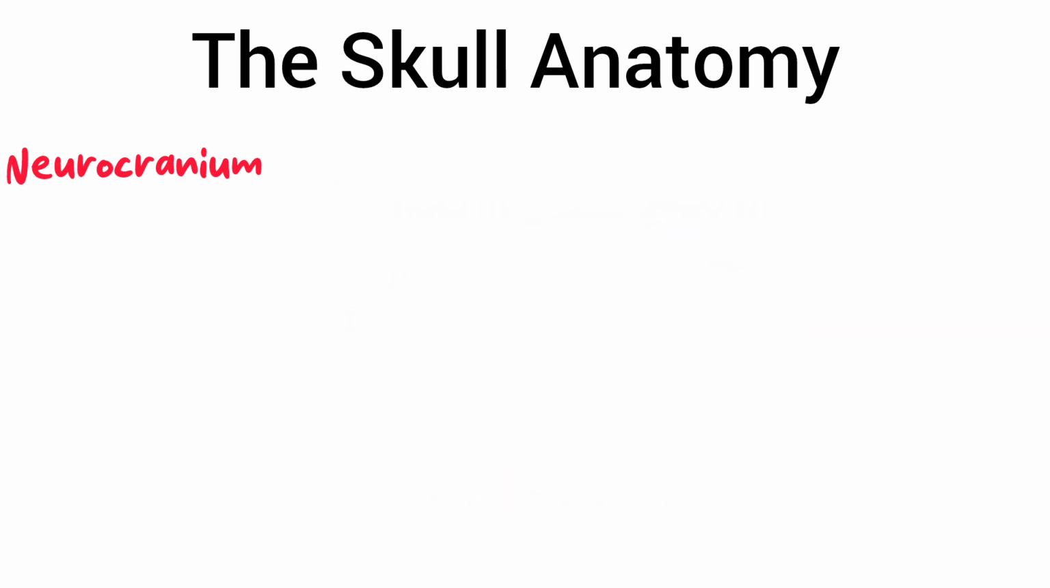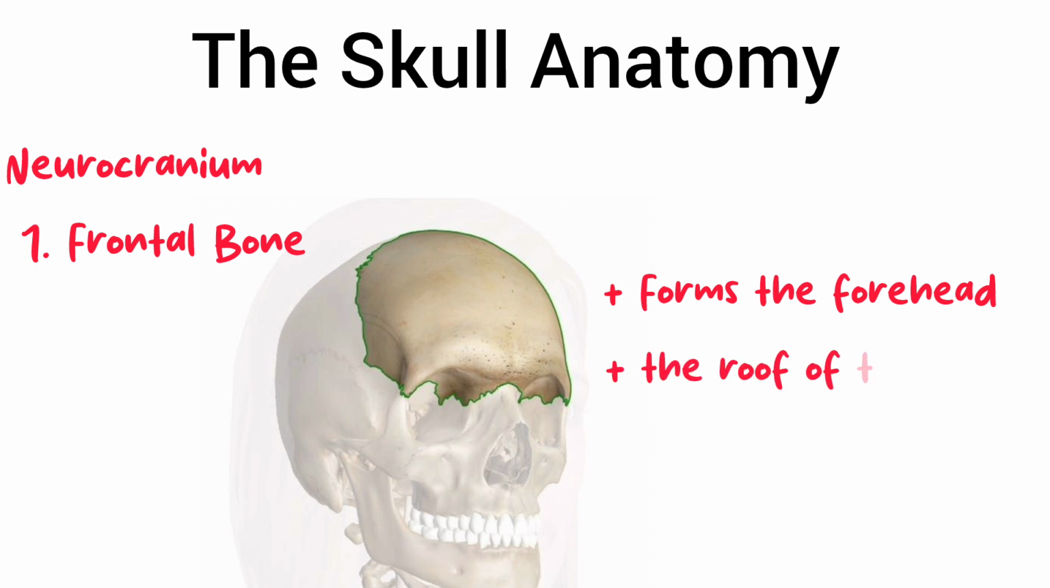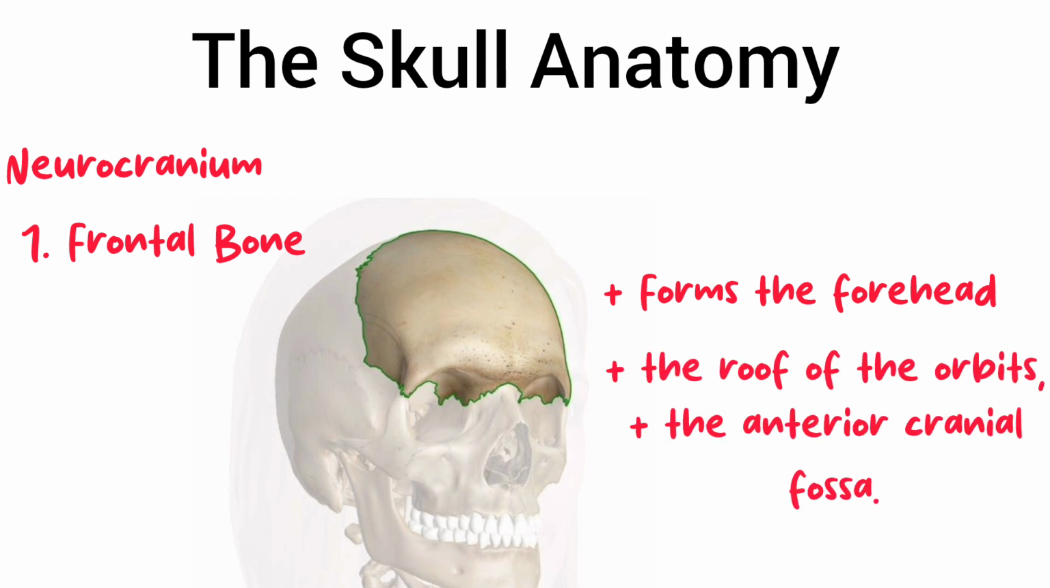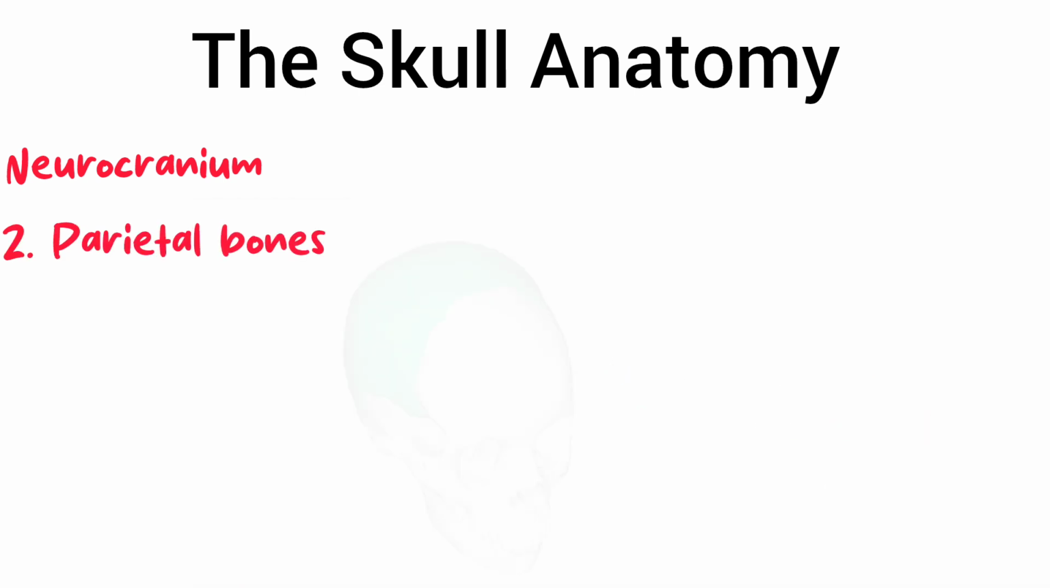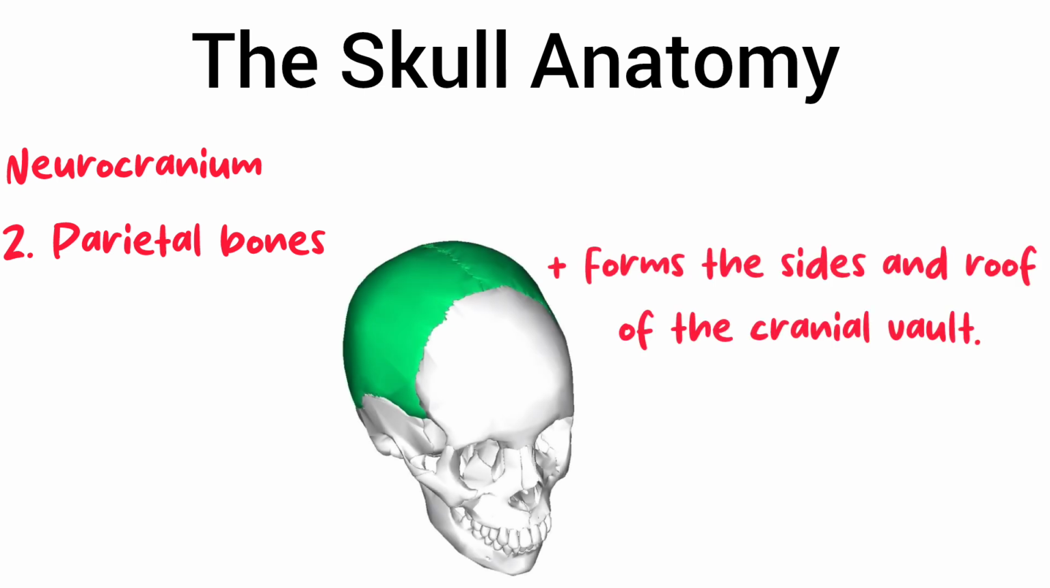They include: 1. Frontal bone, which forms the forehead, the roof of the orbits, and the anterior cranial fossa. It contains the frontal sinuses and contributes to the supraorbital margins. 2. Parietal bones are paired bones that form the sides and roof of the cranial vault. They meet at the midline at the sagittal suture.